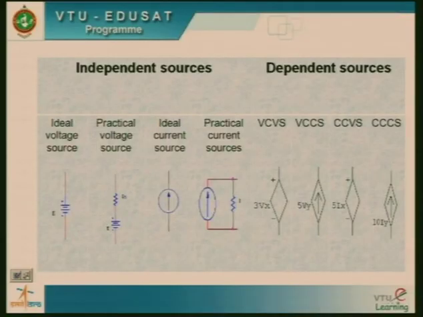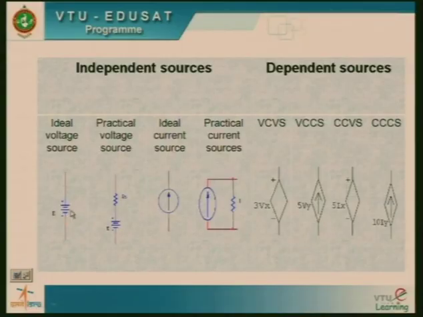What are independent sources? Independent sources produce energy of their own, and they are not dependent on any other sources or any other part of the circuit as such. So they are called independent sources. Under independent sources, we have two classifications: ideal and actual or practical. Again, ideal and practical sources are classified into voltage sources and current sources.